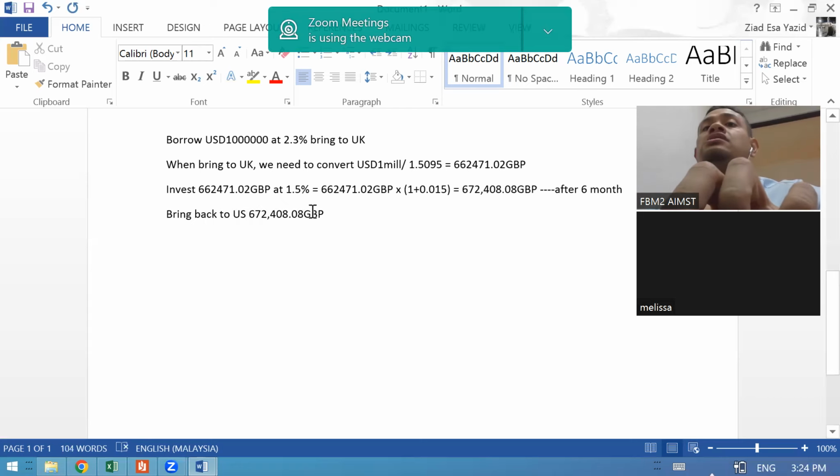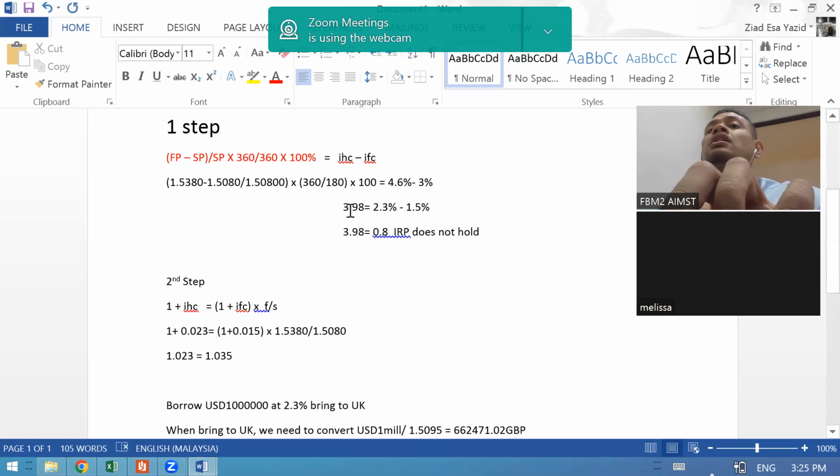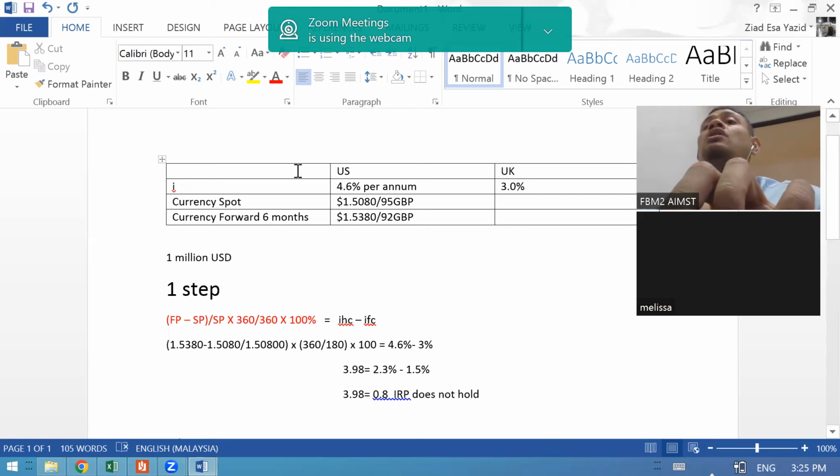When you bring it back to the US, you need to convert into US dollars. You convert into US dollars after 6 months, using the currency rate after 6 months, which is this one. After 6 months, you use this rate.